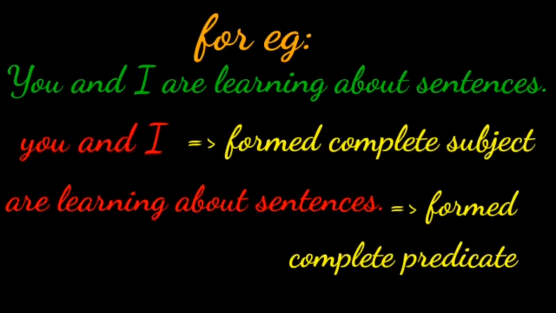For example, you and I are learning about sentences. I repeat once again, you and I are learning about sentences. Here, you and I formed the complete subject. The following words, are learning about sentences, formed the complete predicate.